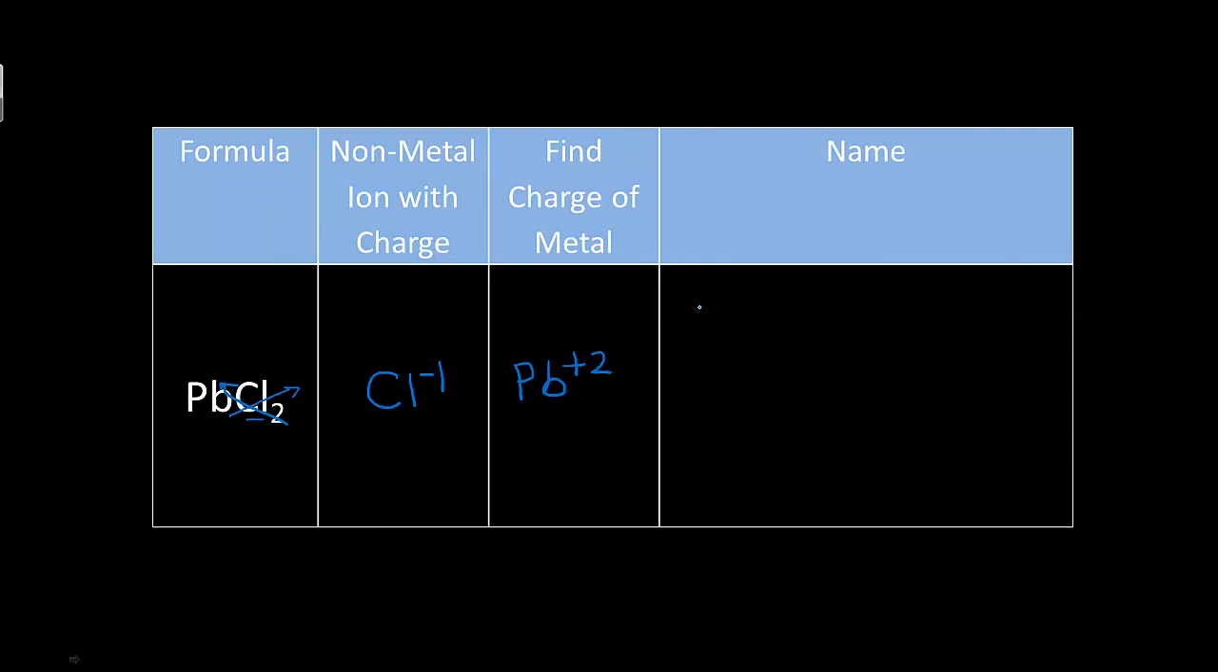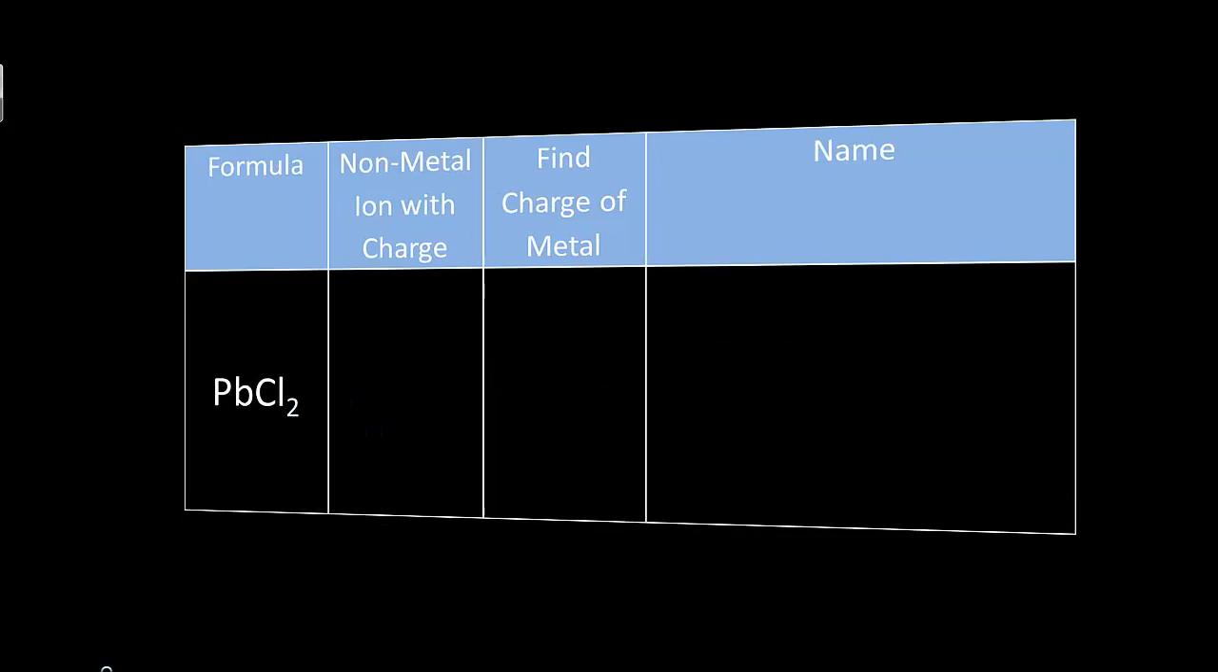The name of our compound, remember we do our metal first. Pb is lead. Then we do our oxidation numbers in parentheses in Roman numerals. Our oxidation number is 2, so it's going to be lead 2 chloride. So we change the ending on chlorine to ide, IDE, so it's chloride.